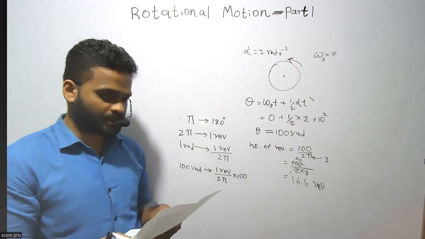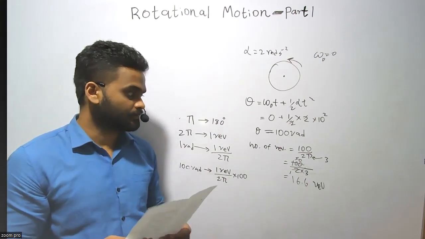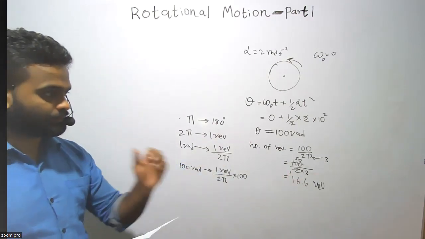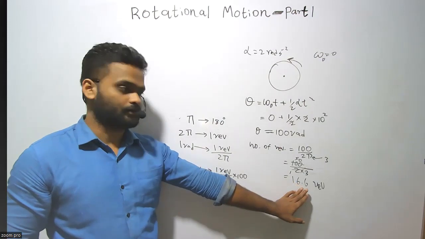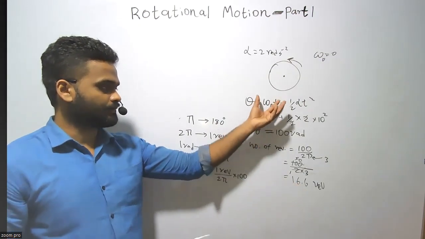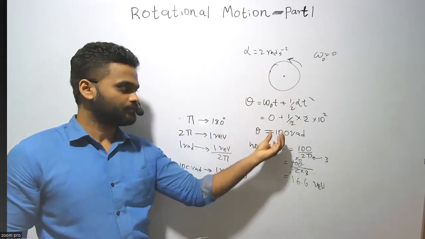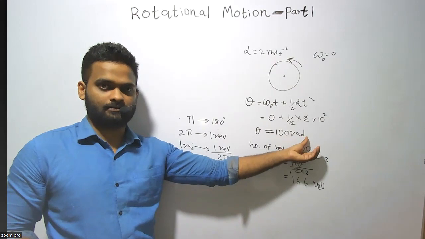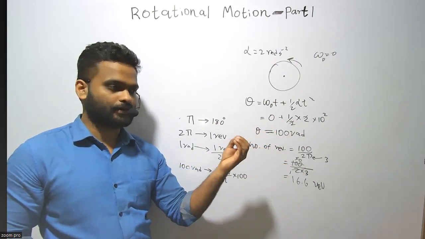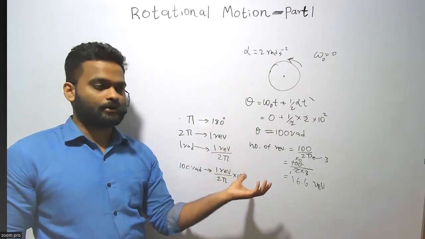So the approximate answer is the third one. That is a rough answer. They're asking about the rough answer. The closest one is the third one. This is the number of revolutions actually. So here we just found the angular displacement in terms of an angle. Then they ask for the answer in number of revolutions. So whenever you have to convert that into number of revolutions, you have to divide by 2 pi.